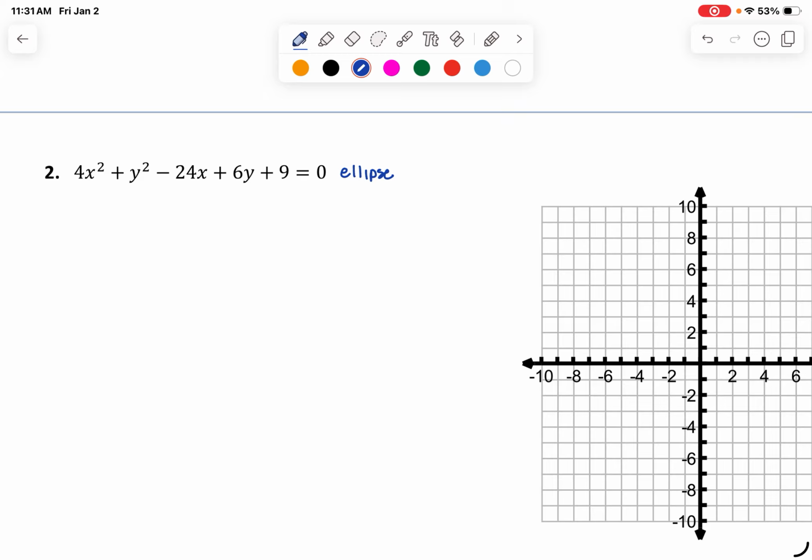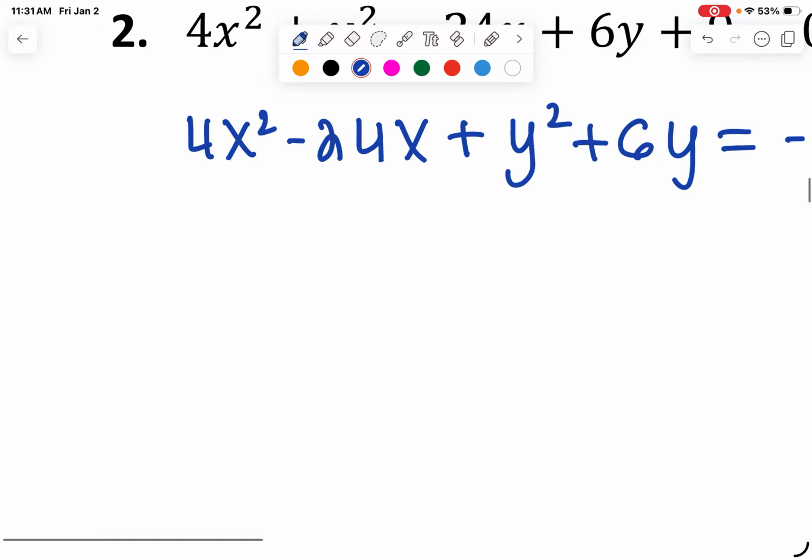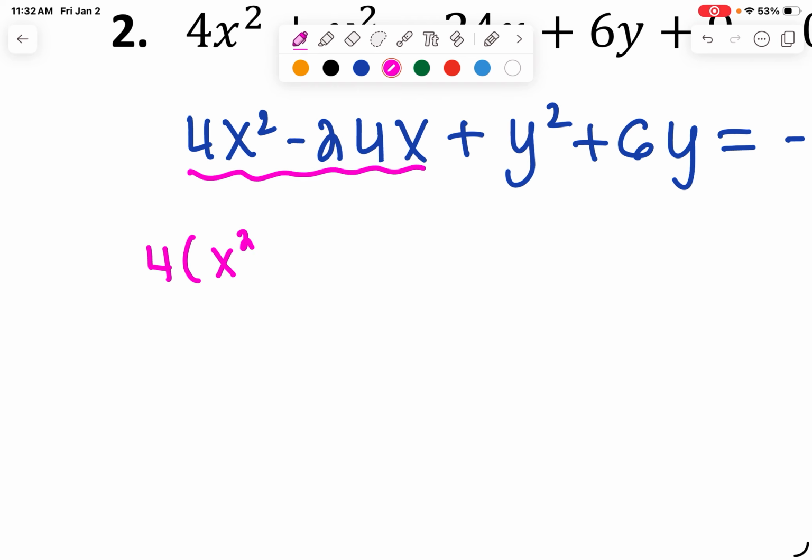So first off, reorganize. Don't skip this step, please, because I don't want you to make mistakes. X is first, Y is next, and plus 9. Oops, not plus 9. Get 9 on the other side. Equals negative 9. Now we're going to complete the square for x. Can we complete the square right now? No, because there's a lead coefficient of 4. So we are going to factor the 4 out of those two terms.